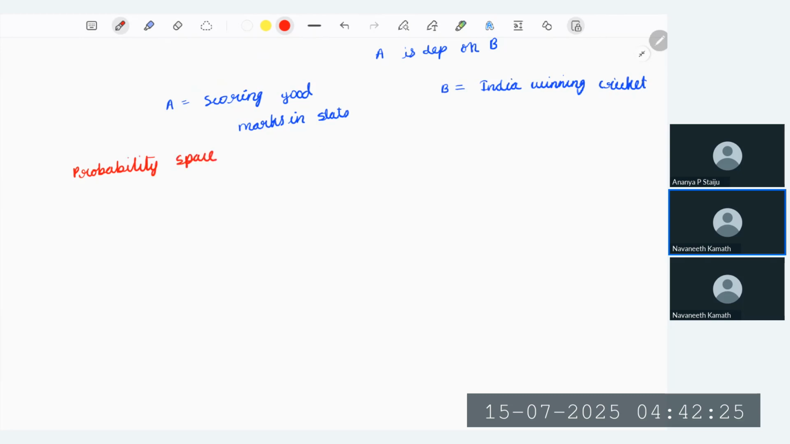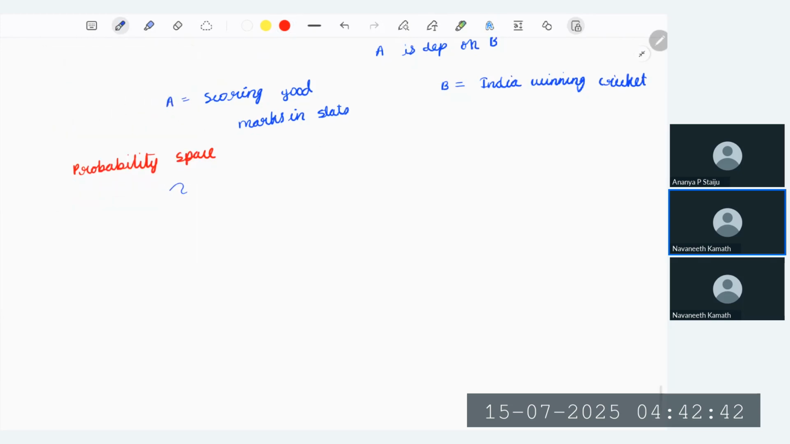Probability space means what is the range of probability, or you can say what is the domain of probability, in what values you may get for probability. That's what is called a probability space. So the probability of any event is in between 0 and 1 always. Okay.